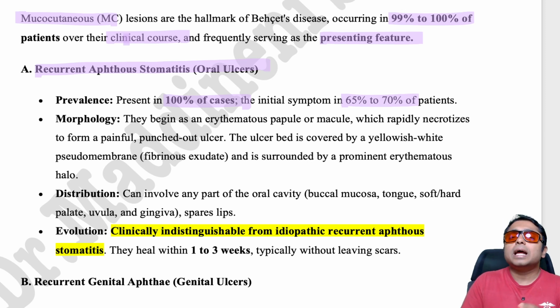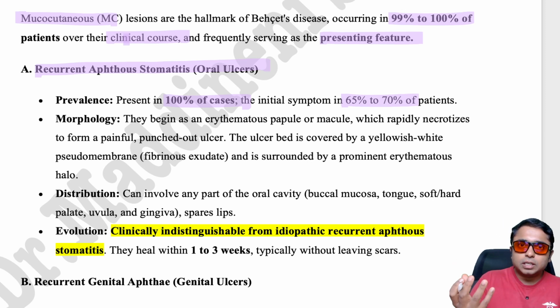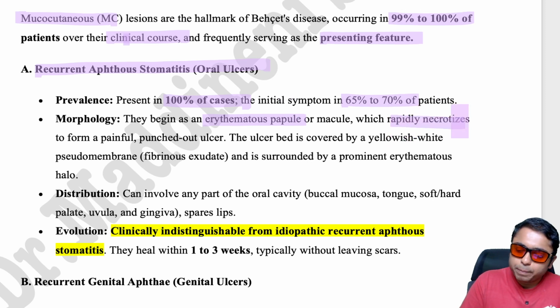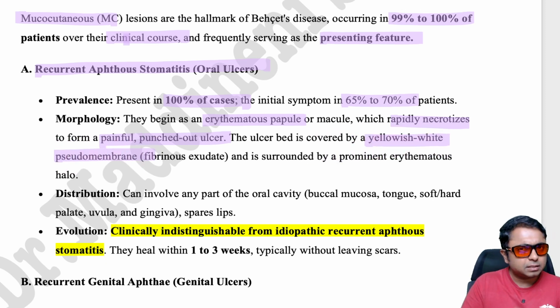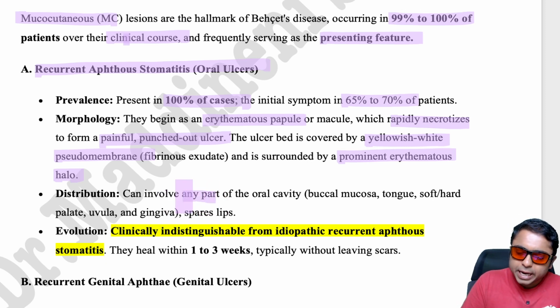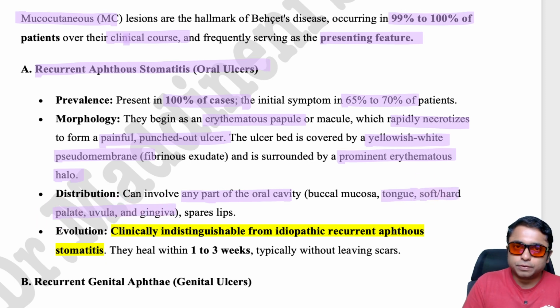You cannot even differentiate between the aphthous ulcers which are seen routinely and the aphthous ulcers seen in Behçet's disease. They begin as an erythematous papule or macule, which rapidly necrotizes to form a painful punched-out ulcer, and the ulcer bed is covered by a yellowish-white pseudomembrane, just like in aphthous ulcers, and it is also surrounded by a prominent erythematous halo. Everything is the same as aphthous ulcer, and the distribution, remember, can involve any part of the oral cavity: buccal mucosa, tongue, soft and hard palate, uvula, gingiva. But interestingly, it is going to spare the lips.